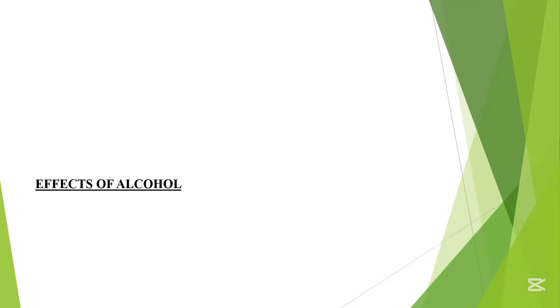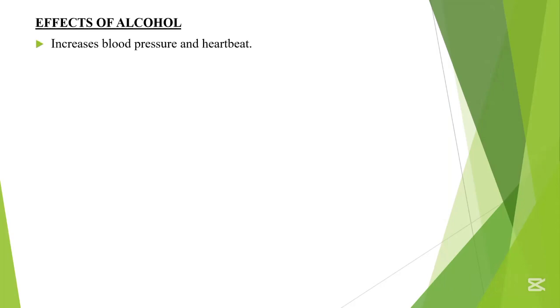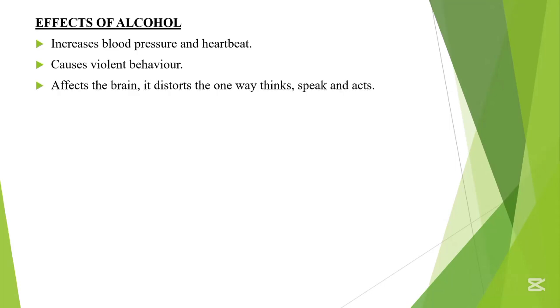Now, what are the effects of alcohol? Alcohol increases blood pressure as well as heartbeat. Other than that, it also causes violent behavior. When some people take alcohol, they want to become like Mike Tyson. They want to show that they can fight, even when they don't have the strength to do so. Alcohol also affects the brain. It distorts where one thinks, speaks, as well as acts.